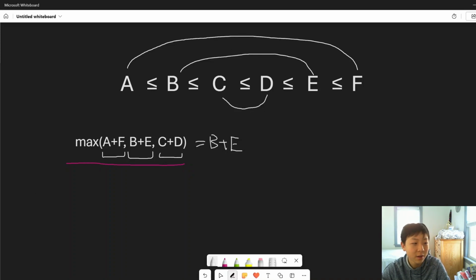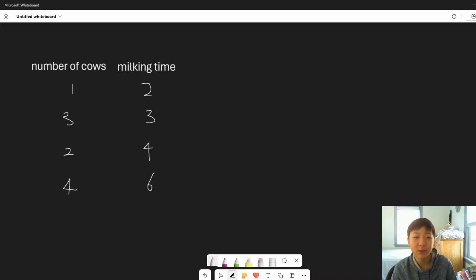Now there's one more catch to the problem here. We're given the input in the format of number of cows and milking time. And we can't write out each cow independently and store it into an array because there are going to be 10 to the 9 cows, and that would be too big to fit into an array.